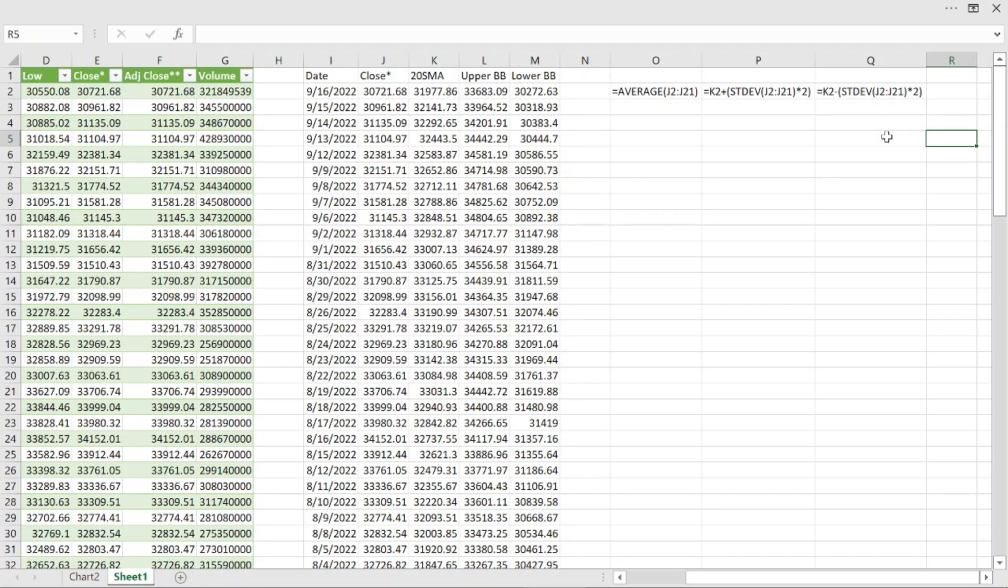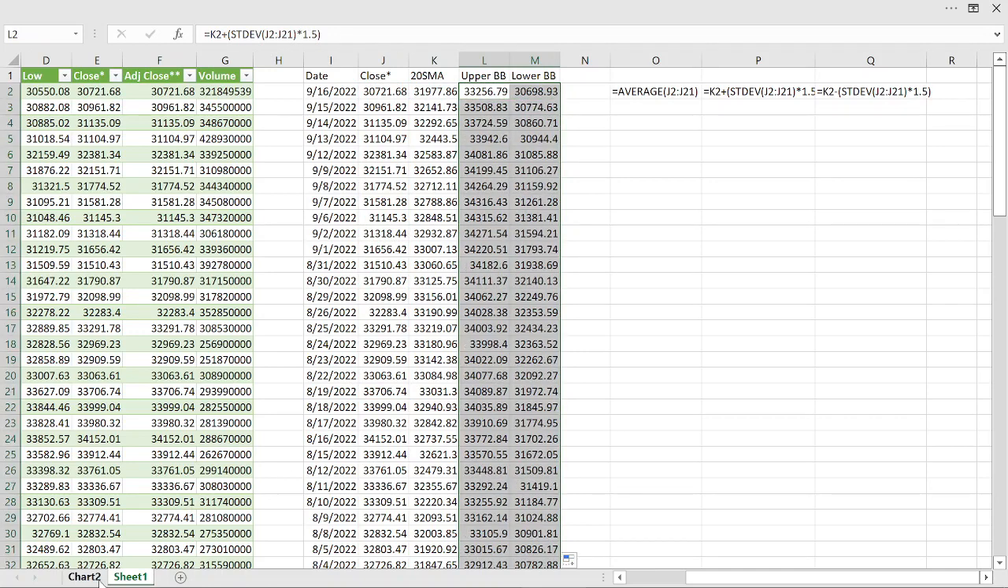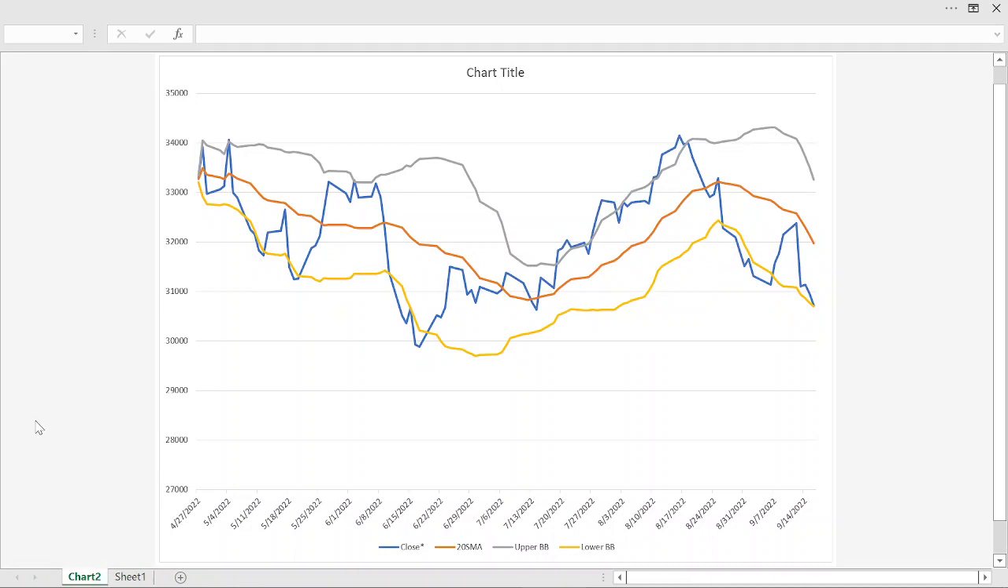So I encourage you to download some stock market data and play with this formula on your own. And of course we can always manipulate it ourselves. So we can say, well, maybe I don't want 2 standard deviations. Maybe I want to play with a 1.5 standard deviation. So all we would do is change a 2 to a 1.5. Change all the cells accordingly. And then we can see how the chart changes as well.